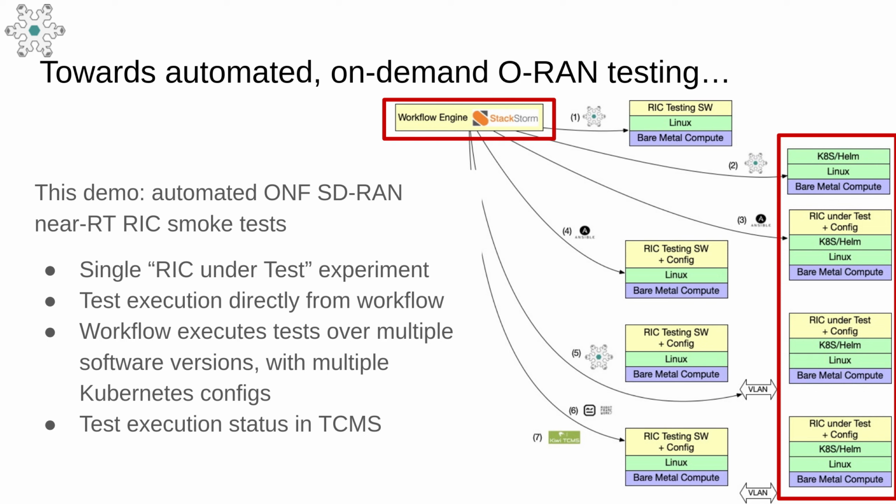The workflow will execute the tests over a few parameters. We'll have some different Kubernetes configurations with different virtual network plugins, and then with the 2 publicly available SD-RAN software releases.